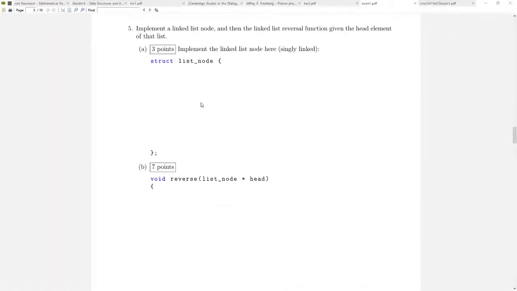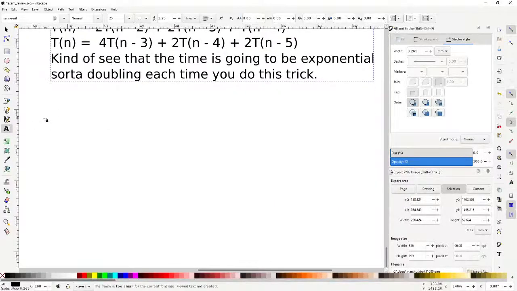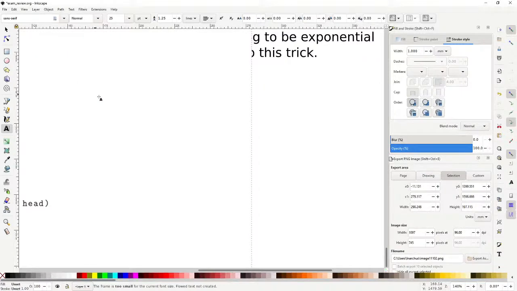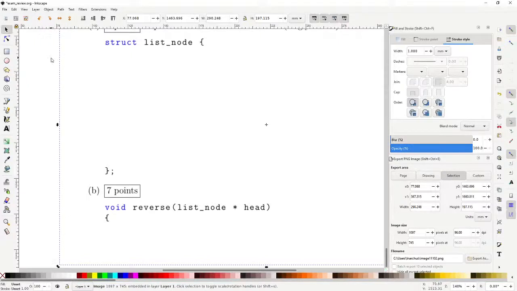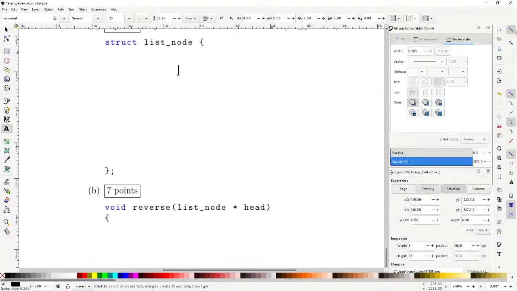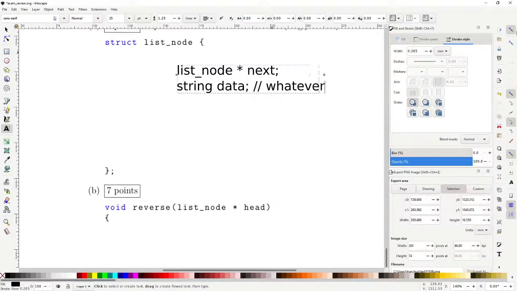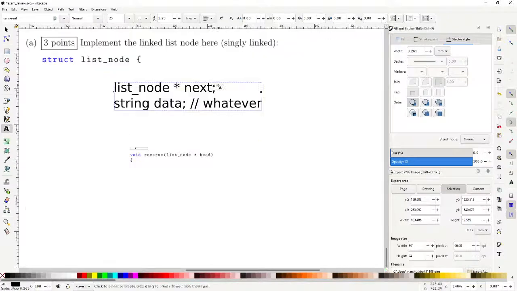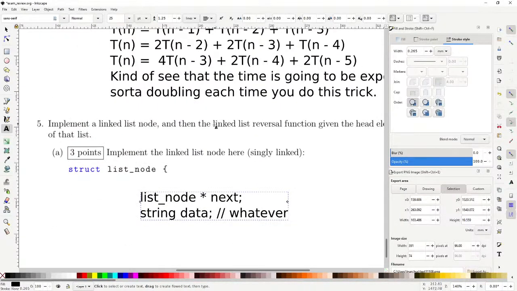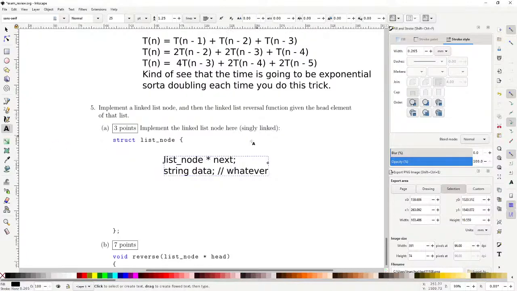Let's copy it, paste it into here. So basically, all you'd have to do is this. You'd say list node pointer next, and int data. Or you could even say string data or whatever. I don't care about what the data is, but it doesn't matter. So here's, let's see, implement a linked list node and then reverse.